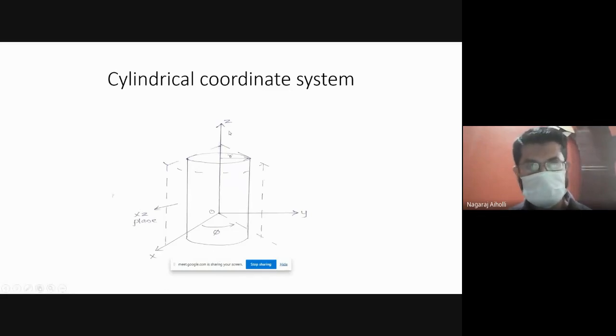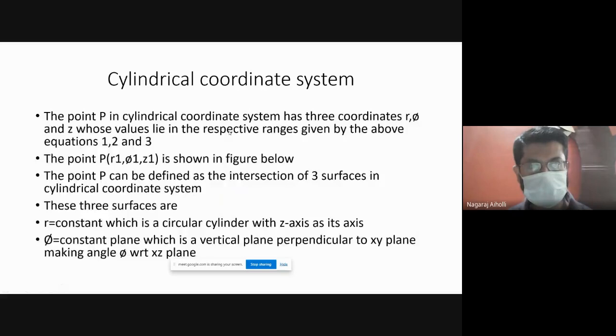So I have explained here about the cylindrical coordinate system. Then next come the different planes.